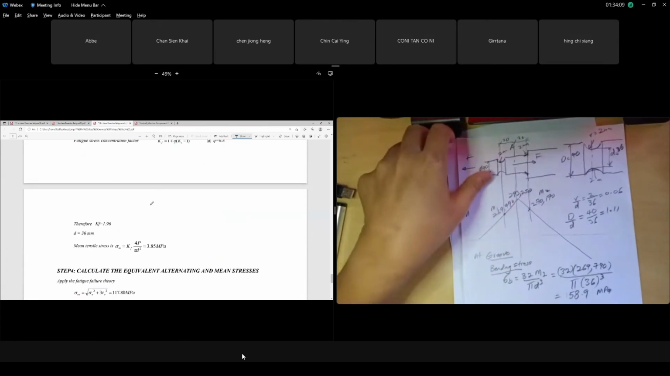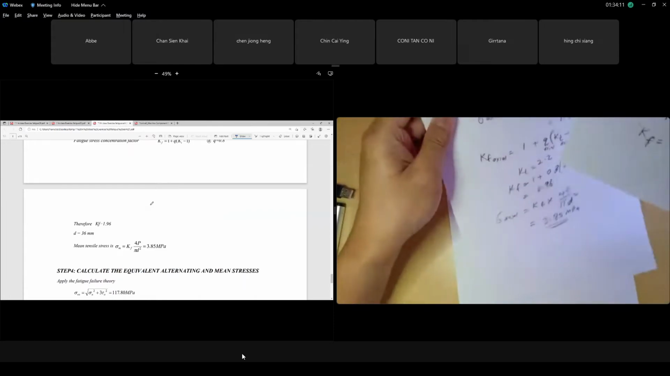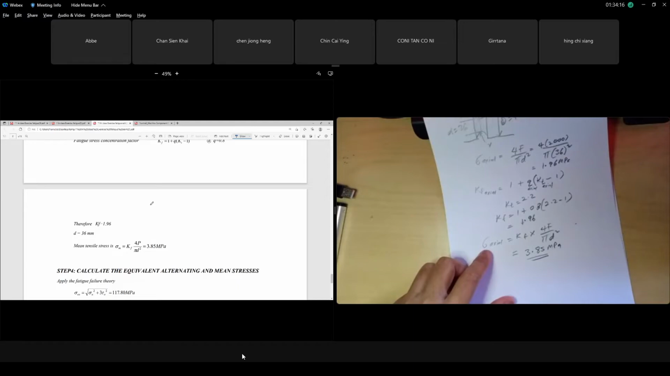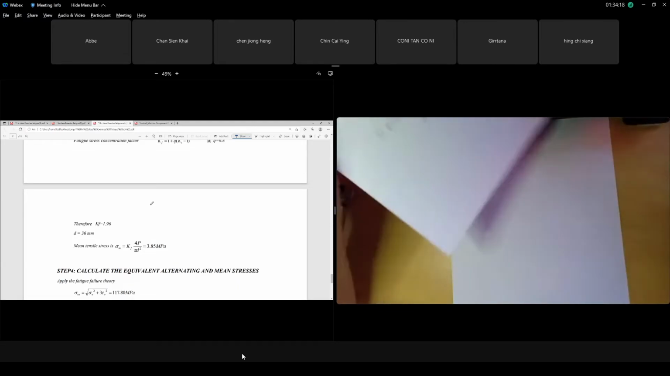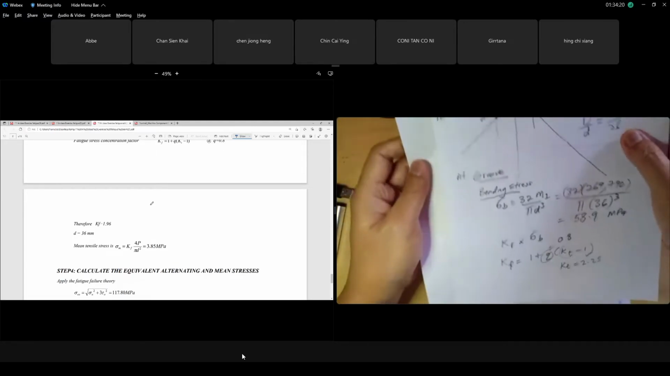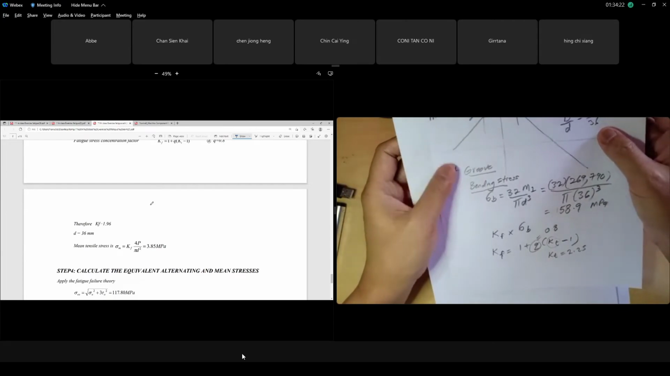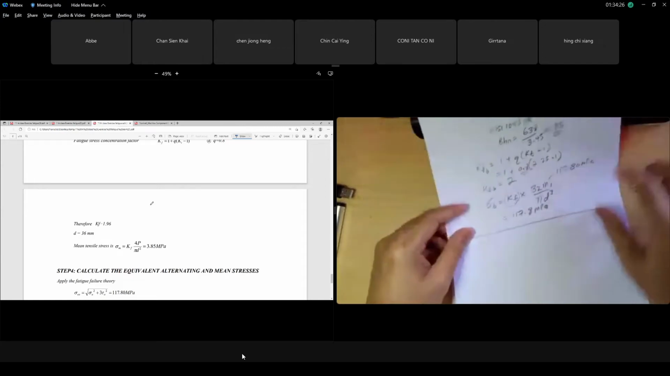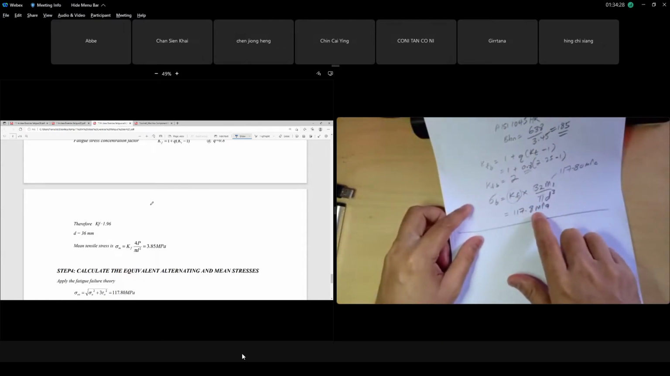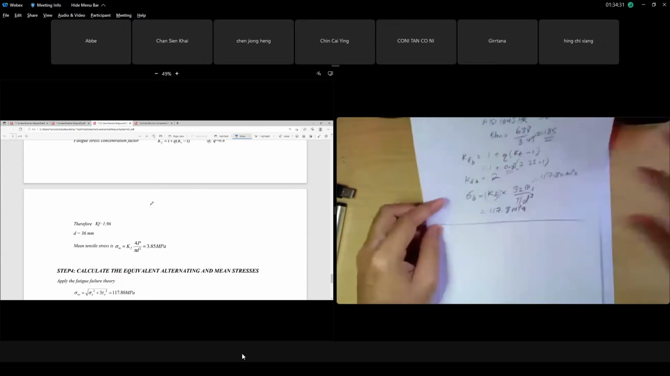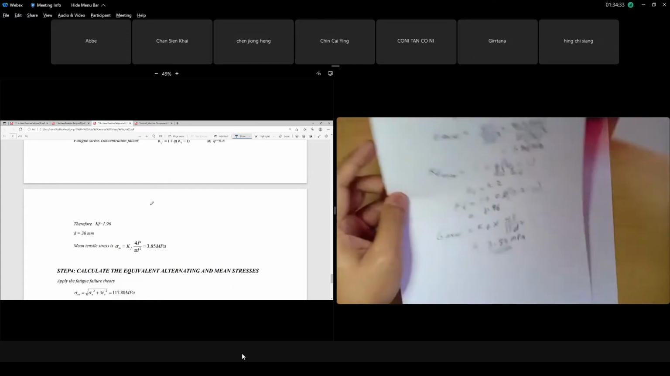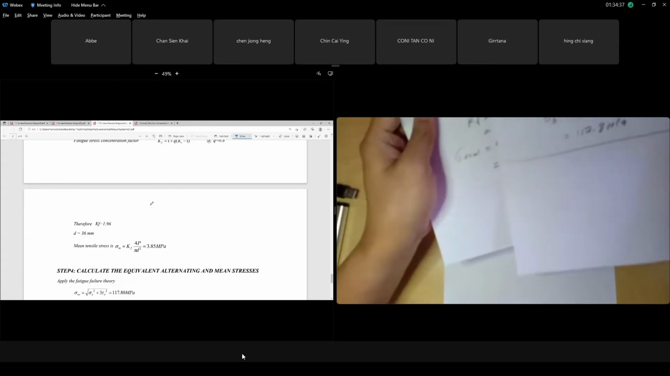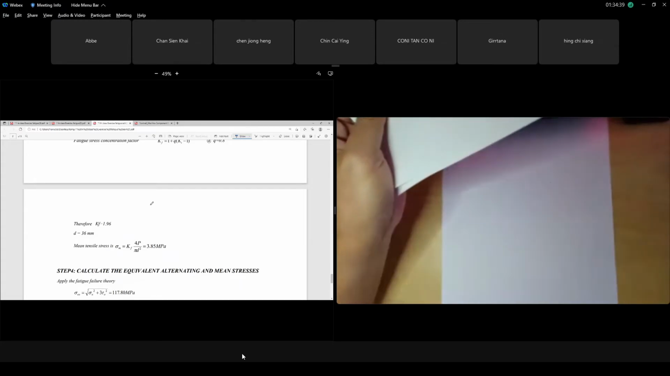Okay, as I explained, we have sigma axial of 3.85 after we multiply by Kf axial. And the bending stress, after we multiply by Kf bending, is 117.8. Okay, one more thing. Now it means at groove A we have only axial and bending. We don't have torsion.